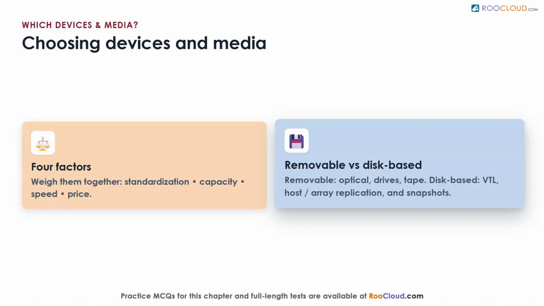Let me unpack the disk-based options. A virtual tape library mimics tape while writing to underlying disks. Replication driven from the host relies on dedicated server software. The array can drive that same replication itself, unseen by the servers. And snapshots capture momentary copies of volumes or files. Snapshots are especially efficient with backup software. In a virtualized environment, you can even replicate whole virtual servers.